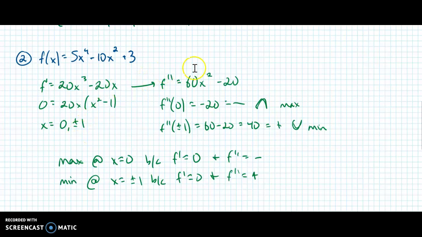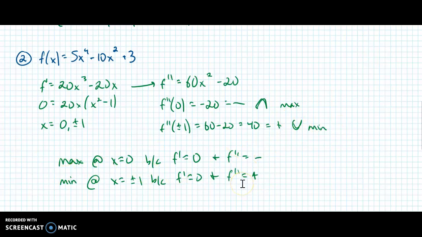Then I go and find the second derivative. I get this thing. I plug the 0 and the plus or minus 1 into the second derivative. I get negative for the 0, which I draw concave down, so it's a max. And then I get positive for the plus or minus 1, draw concave up, it's a min. And then I make these two statements right here.